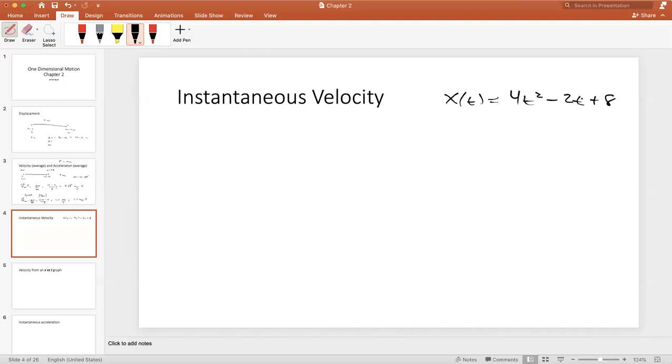So if I want to know the velocity at any time from that equation, what do I do? What is the instantaneous velocity of a position function? Well, it's quite simple. The instantaneous velocity is the derivative with respect to time of your position function.